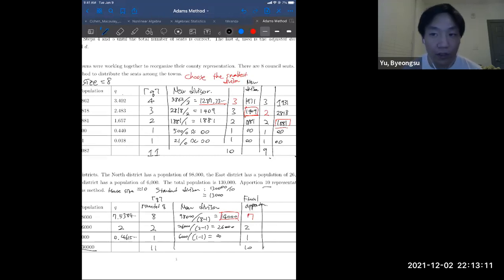Okay, if you have any questions, please send me an email about this. But I think that it's pretty clear. So again, it is kind of the reverse of the Jefferson method. Instead of rounding down, we just round up and use the new divisor, which is similar to the Jefferson method. Then get rid of a seat from the town whose new divisor is the smallest, right? That's called the Adams method.